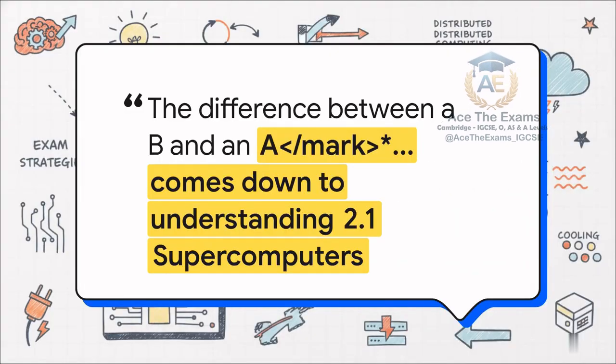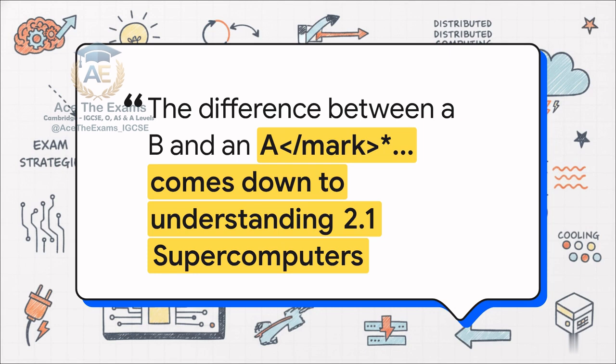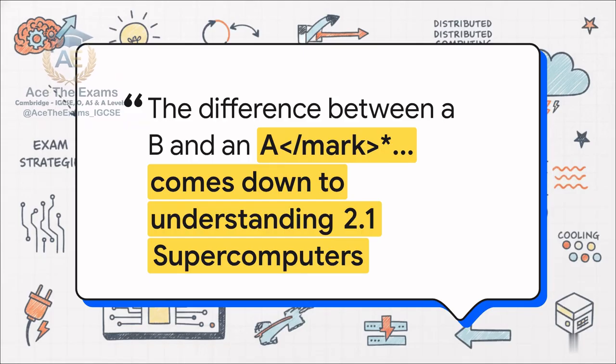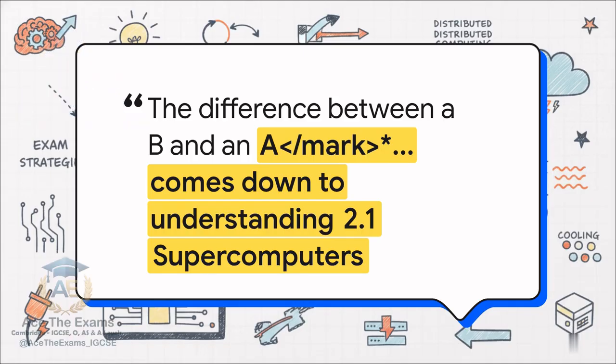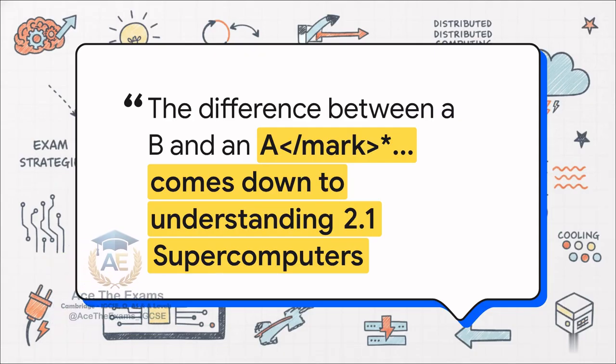I want you to look closely at this quote on the screen. The difference between a B and an A-star in information technology often comes down to how well you understand 2.1 supercomputers, characteristics, specifically fault tolerance and the number of processors. This is straight from a senior examiner's pen. It brilliantly illustrates that deep, nuanced mastery of the specific topic is your ultimate differentiator. The examiners aren't looking for broad, sweeping, generic statements about how fast a computer is. No, they are laser-focused on your ability to articulate the exact nuances of fault tolerance and the specific, measurable impact of processor counts. Grasping these 2 characteristics is your absolute golden ticket.